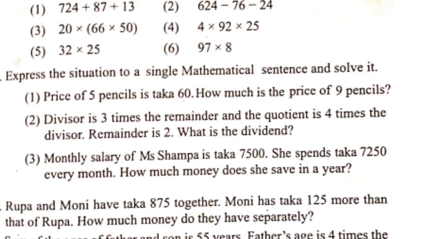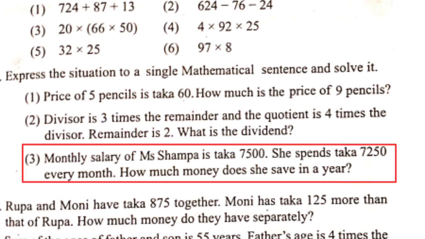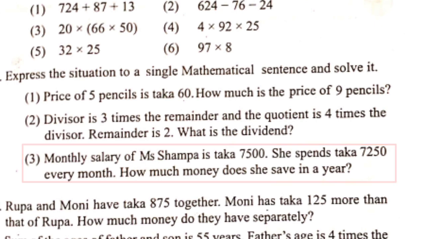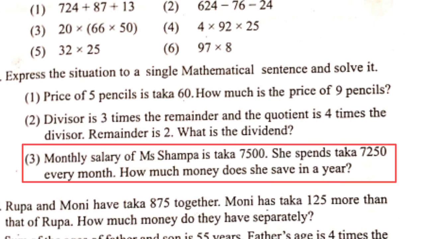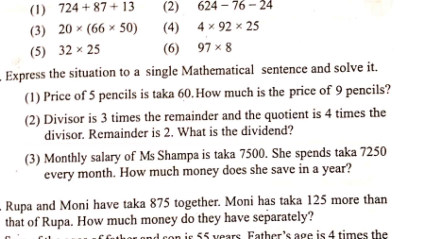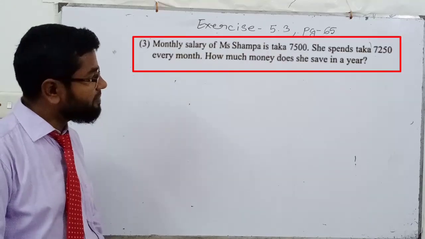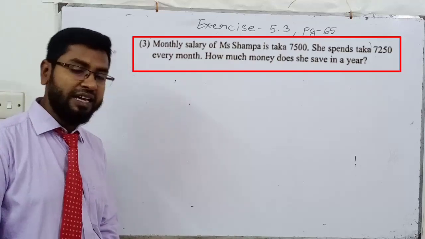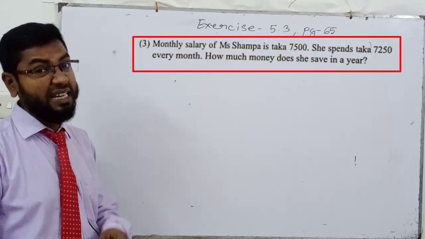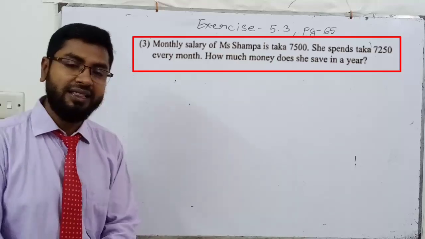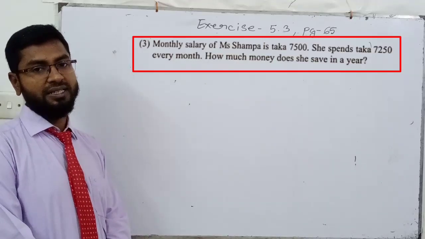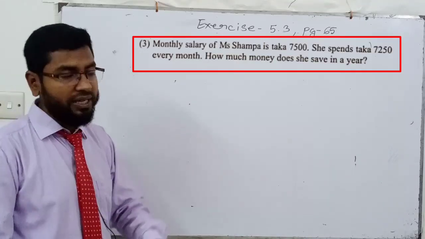See the next math. Monthly salary of Miss Shampa is 7,500 taka and she has spent 7,250 taka in a month. How much money does she save in a year? That one we need to write in a single sentence. That will be the mathematical sentence. Again, you have to read this math.